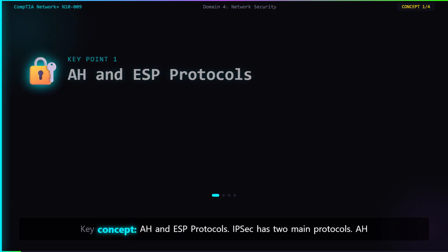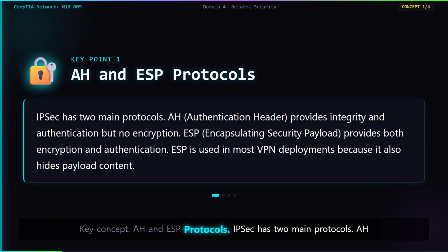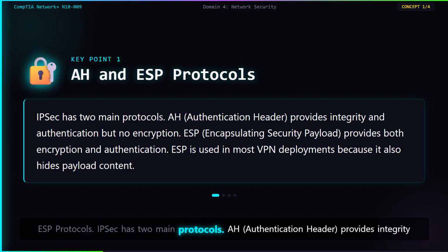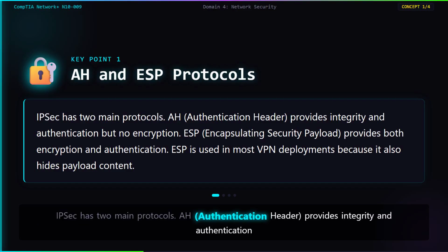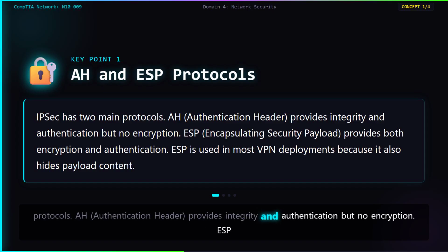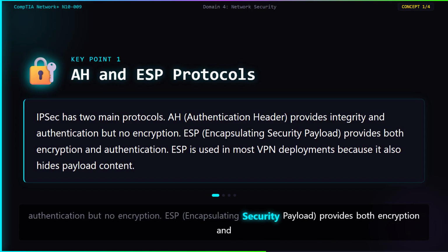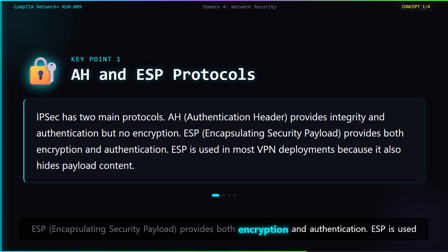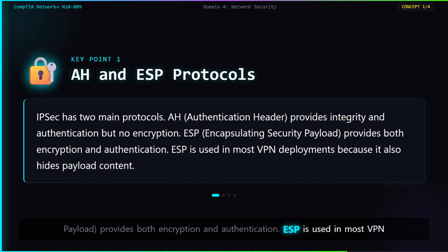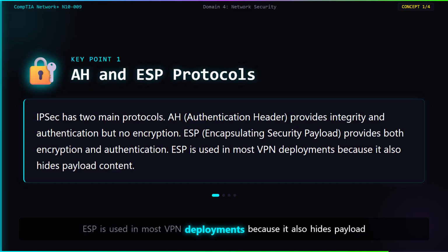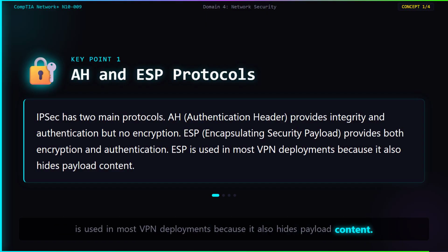Key concept: AH and ESP Protocols. IPSec has two main protocols. AH, authentication header, provides integrity and authentication but no encryption. ESP, encapsulating security payload, provides both encryption and authentication. ESP is used in most VPN deployments because it also hides payload content.